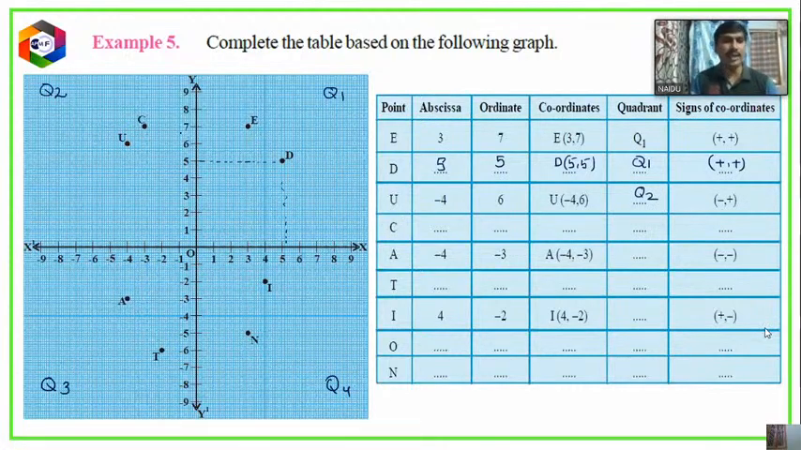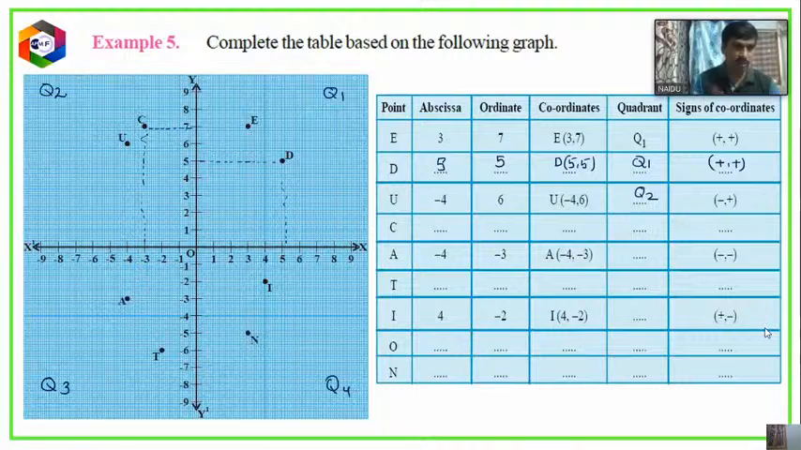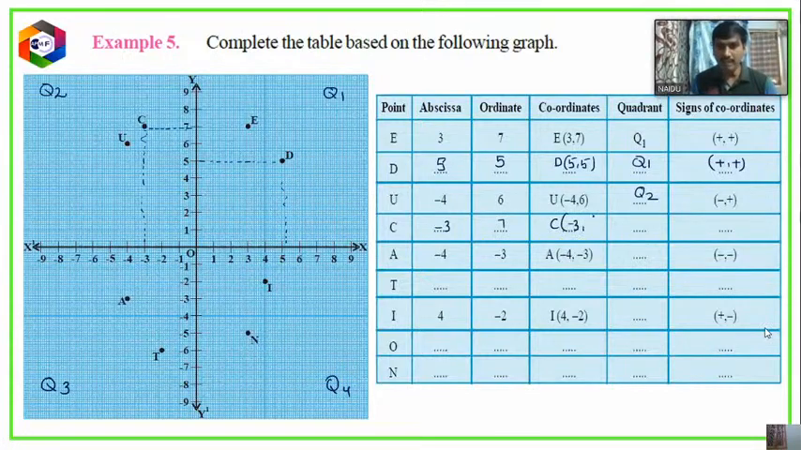Now let us write C. If we observe C, along the negative direction of the x-axis, that is minus 3 units, along the positive direction of the y-axis, how many units? 7 units. So abscissa is minus 3, ordinate is 7. So this point can be named (-3, 7). And this point also lies in the second quadrant, as we discussed previously. This is Q2. If you observe the point here, the first value's sign is minus and the second one is plus. Is it clear, children, all of you?